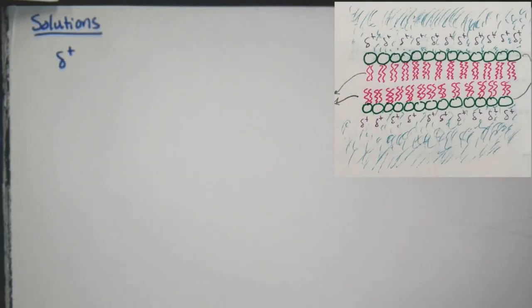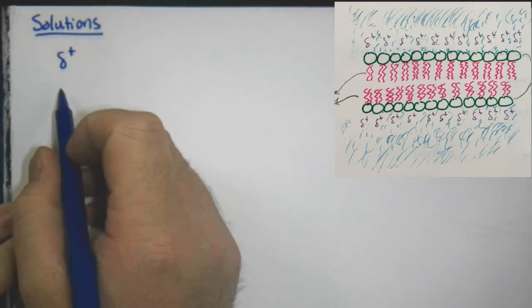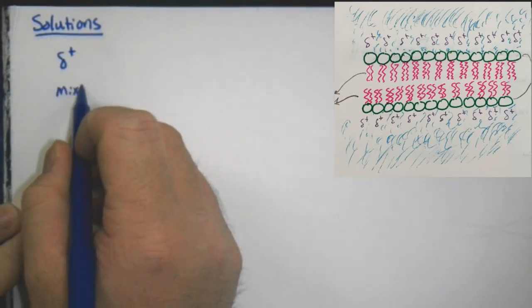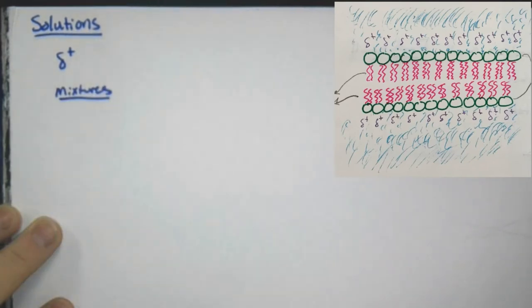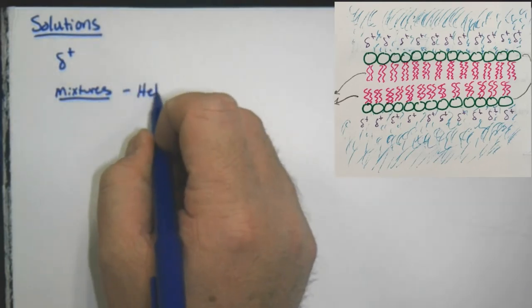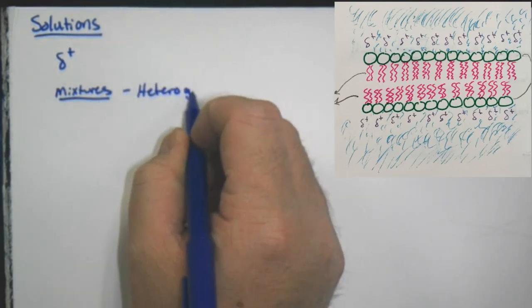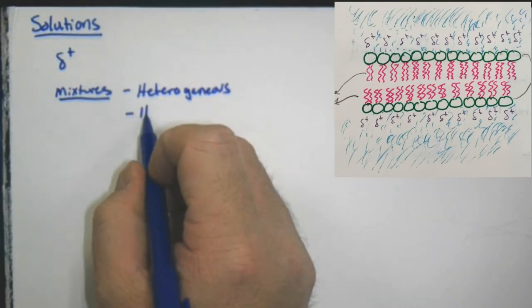So if we get this out of the way, that brings us to these concepts, which are going to be important for us as we start exploring what our solutions are. So where do we start? We're going to start with the idea of mixtures. There are 2 major kinds of mixtures. There are heterogeneous and there are homogeneous.